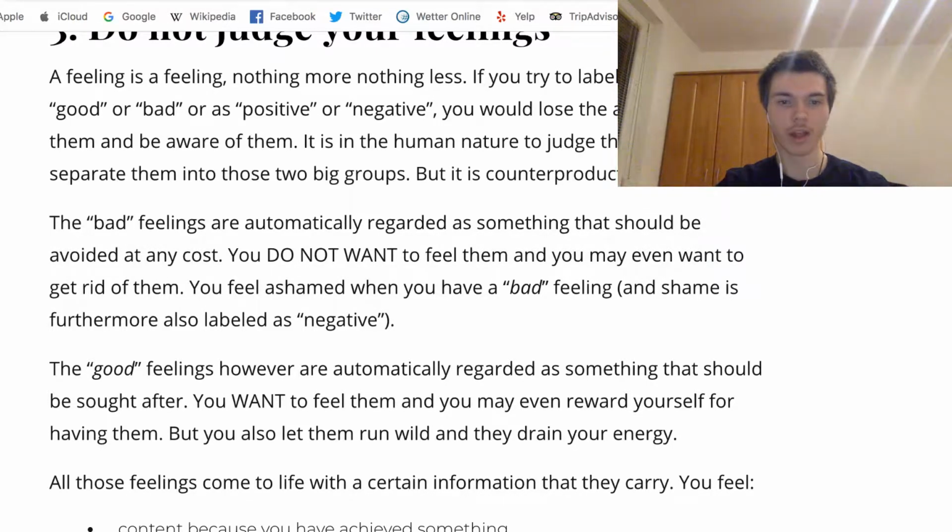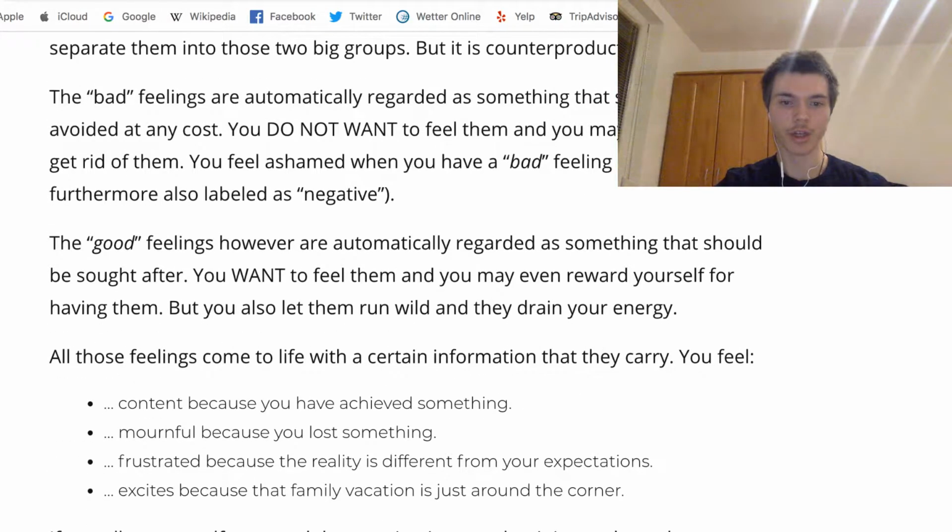All those feelings come to life with a certain information that they carry. You feel content because you have achieved something, mournful because you lost something, frustrated because the reality is different from your expectations, excited because that family vacation is just around the corner. If you allow yourself to regard emotion just as what it is, you have the opportunity to understand it and find out what your mind is trying to tell you. That's a really great point. You just have to be clear that emotions are emotions, and nothing more and nothing less.